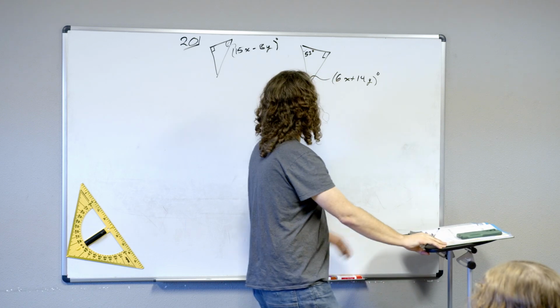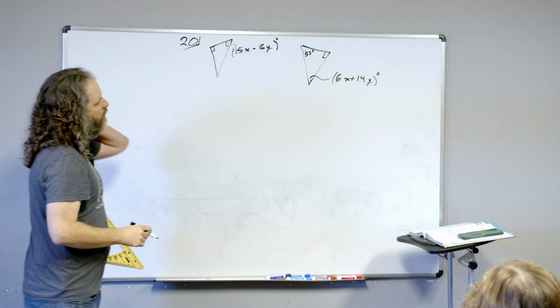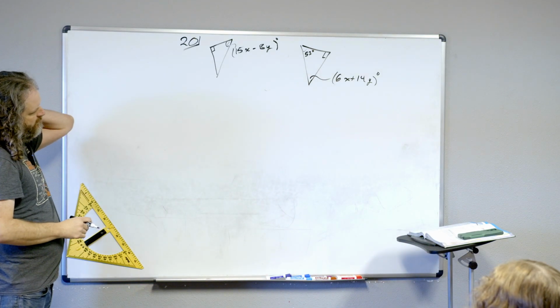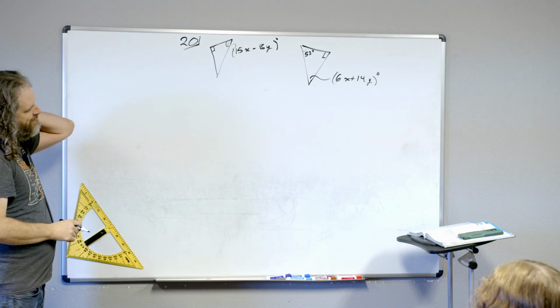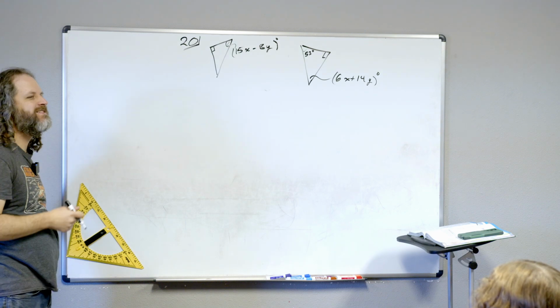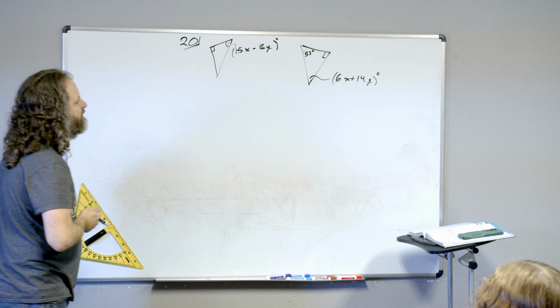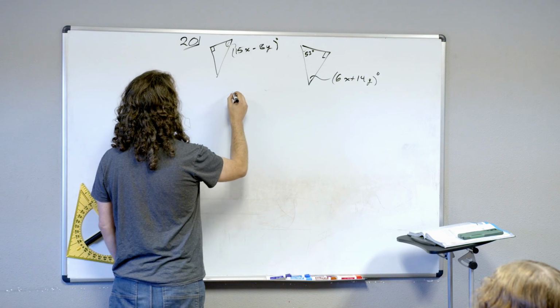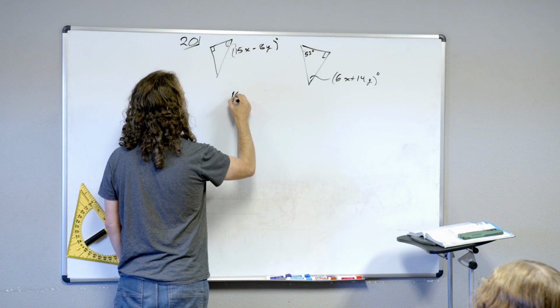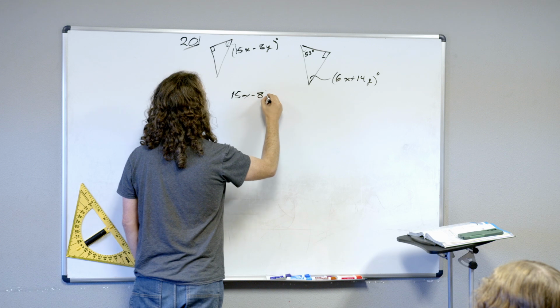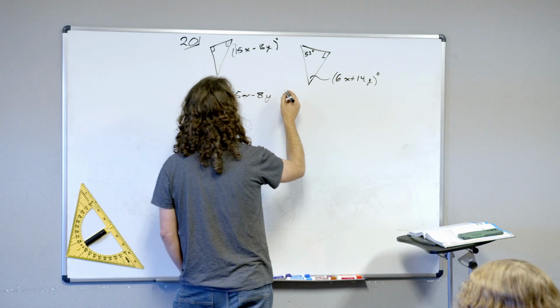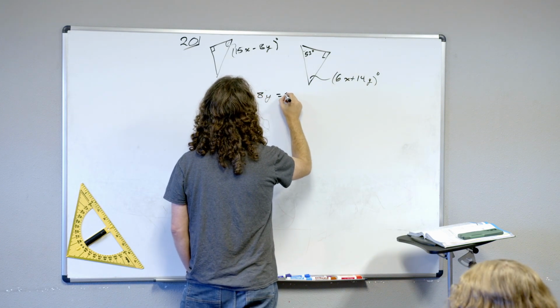Okay, so we're supposed to find X and Y. So what should we do? This is a funny problem. 15x minus 8y equals 52, but you still can't solve it, right? You have two variables in the equation, so then you put 6x plus 14y equals 38.